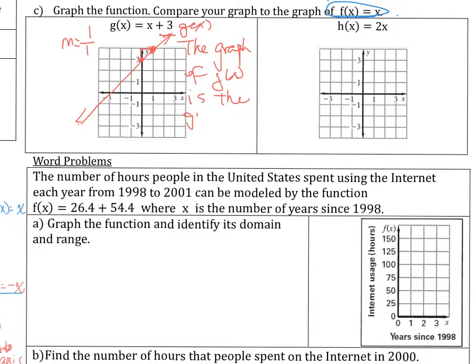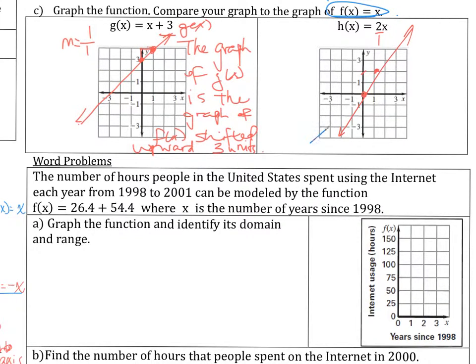So the graph of g of x is the graph of f of x shifted upward 3 units. For the next one, we have 0, 0 as our y-intercept. The slope is 2 over 1. I'm going to shift 2 units up and then 1 unit to the right. And now I can connect my points.